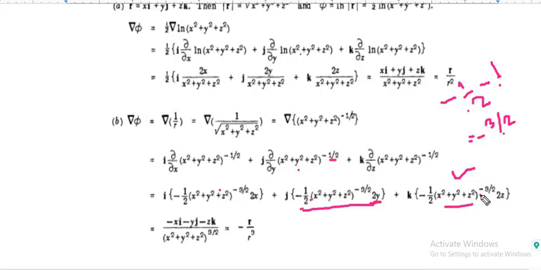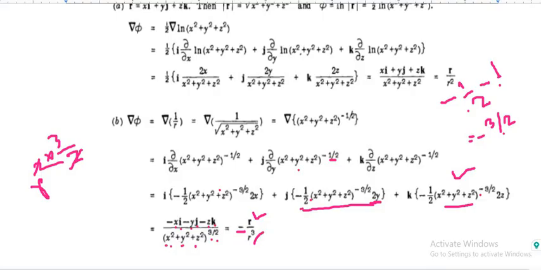Same thing happens for z. So x, y and z differentiation is there. The 2 will be cancelled out. So what will be left? You can take minus common. So this will be i of x plus j of y plus k of z. If you take it common, this gives you minus of r. And what you have is x square plus y square plus z square to the power 3 by 2. And we know r square is equal to x square plus y square plus z square; multiplied with 3 by 2, the 2 will be cancelled out. This gives you r to the power 3.